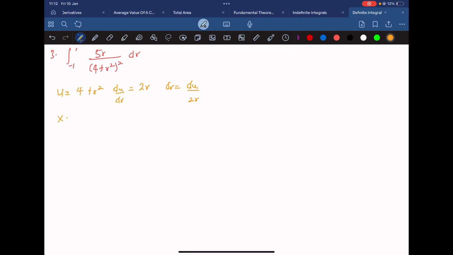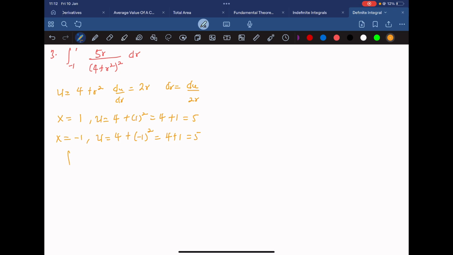In changing the bounds, when s is equal to positive 1, our u will be equal to 4 plus 1 squared, and this is just 4 plus 1, which is equal to 5. And when s is equal to negative 1, we have u equal to 4 plus negative 1 squared, and that is also 4 plus 1, which is equal to 5. So you see there is a problem, right?